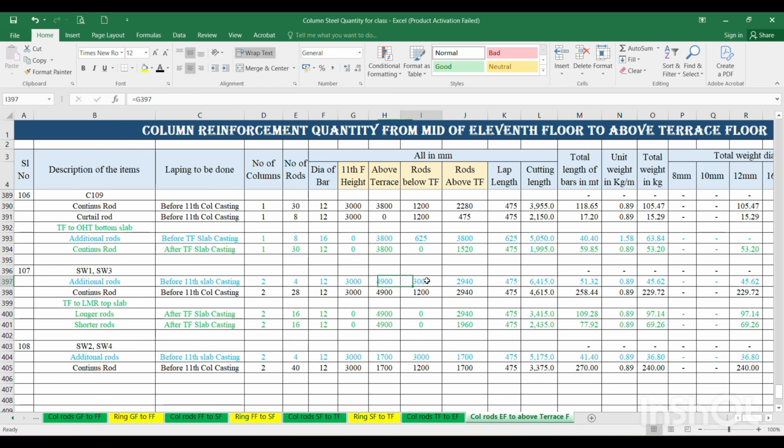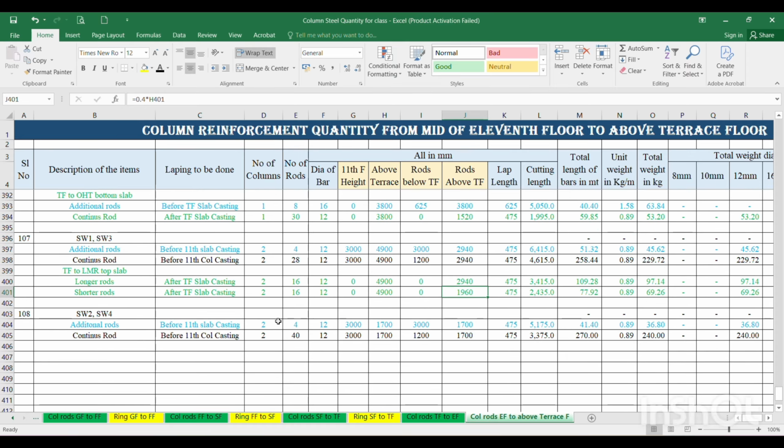Then the rod below terrace floor is 3 meters, and the rod above terrace floor is again 0.6 times of this. And these are the continuous rods, 28 numbers of 12, the rod below the 11th floor height and above terrace floor, with the same 0.4 and 0.6 ratio. Then again the balance 16, total 32 number of rod is there. This 32 number is also in this 4900. So 50% of the rods are 0.6 and 50% are 0.4. So this goes up to our lift headroom slab level.